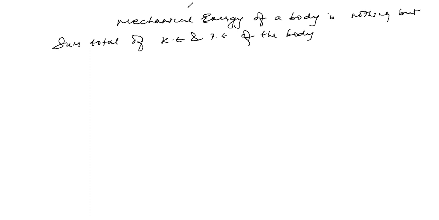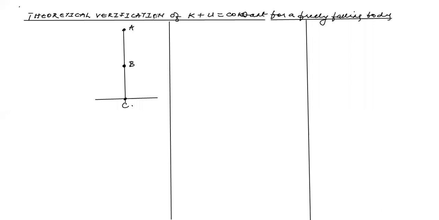Okay. So remember one very important topic we're going to do, children. The important thing: theoretical verification of K plus U equal constant. K for kinetic energy plus U for potential energy equal constant for a freely falling body. They can ask you in an exam, okay?